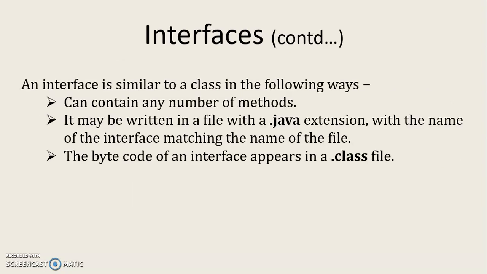Which things are similar in classes and interfaces? Both a class and an interface may contain any number of methods. There is no restriction. We save classes with the extension .java. Interfaces are also saved with the extension .java. Both the bytecodes will be saved with the extension .class.